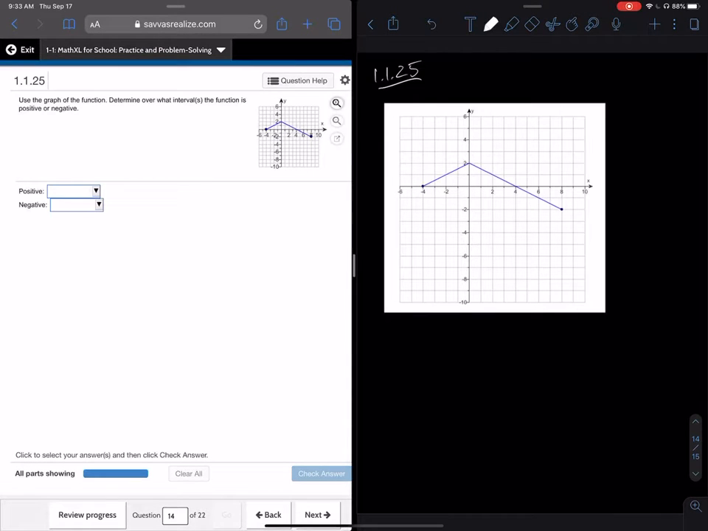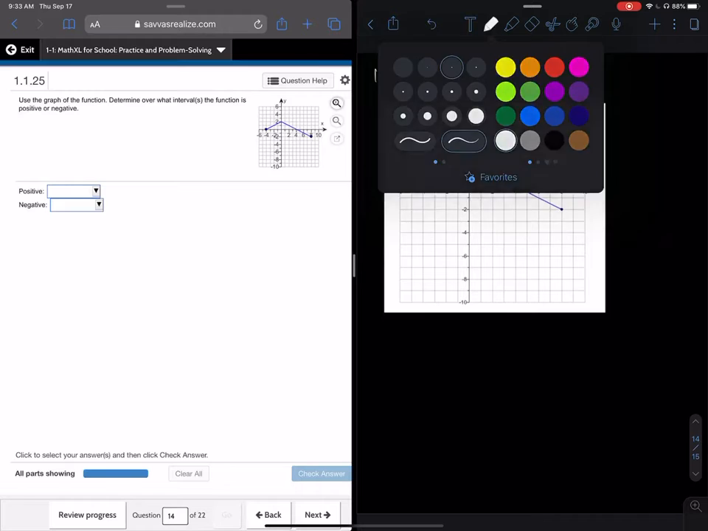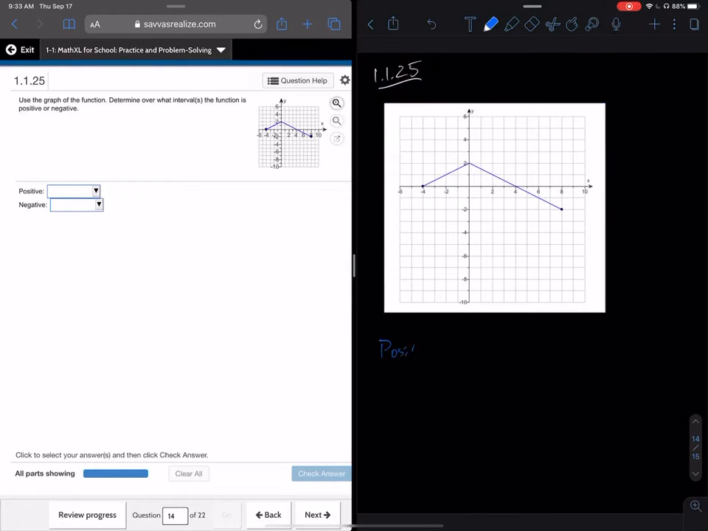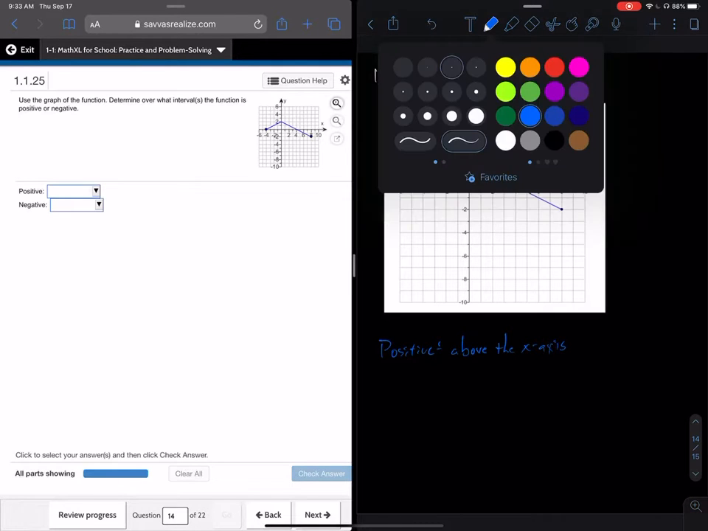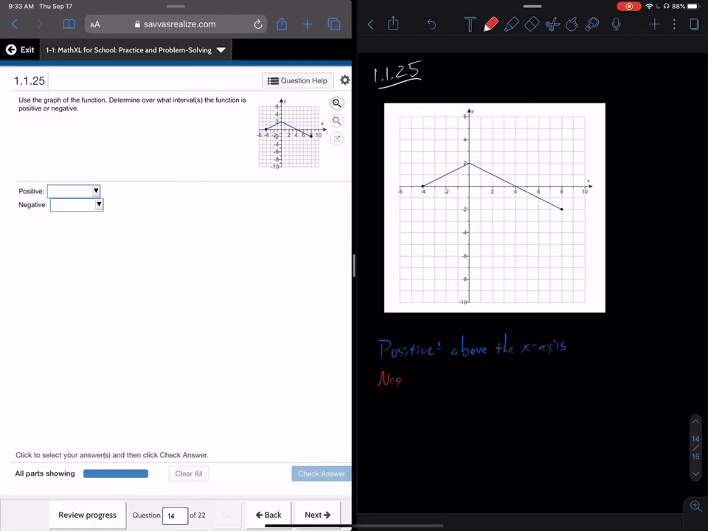Problem 1.1.25. Use the graph of the function to determine over what intervals the function is positive or negative. Right. So what happens is positive intervals are above the x-axis, and negative intervals are below the x-axis.